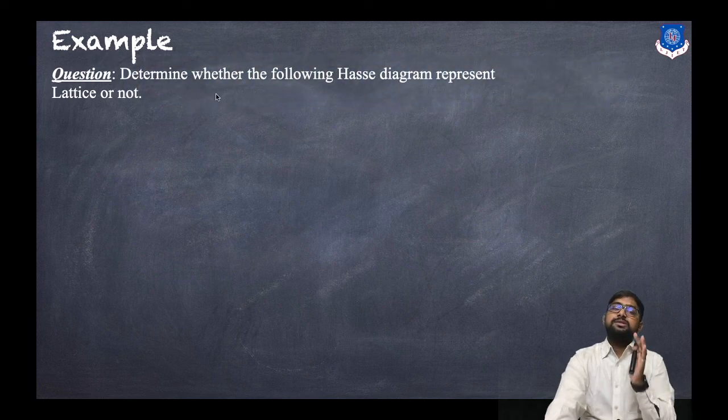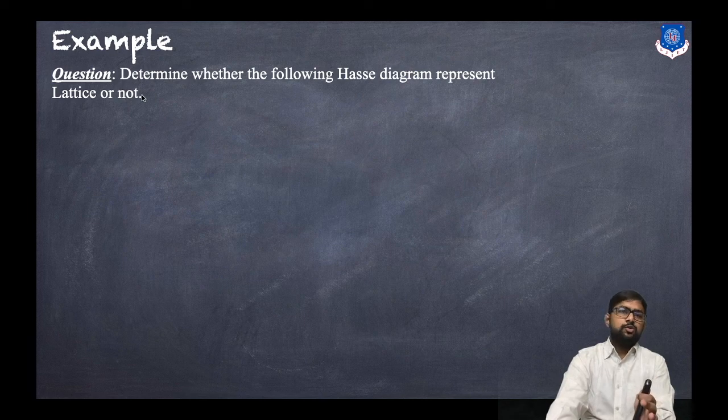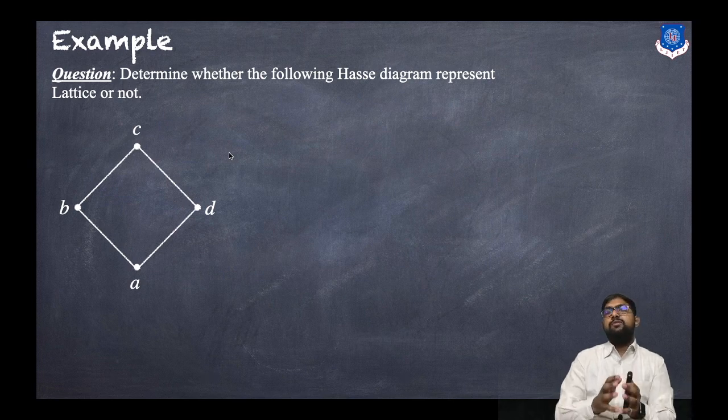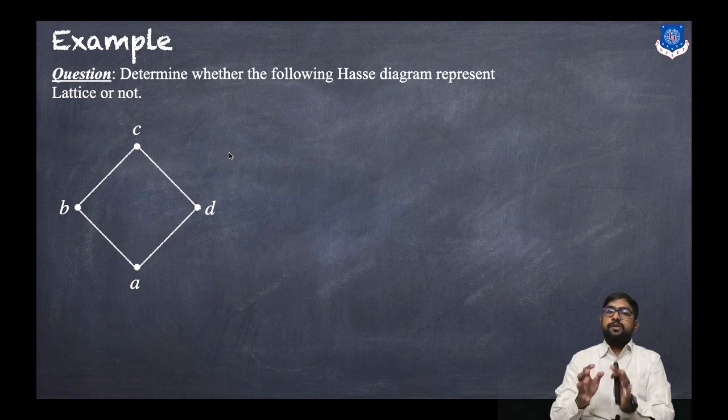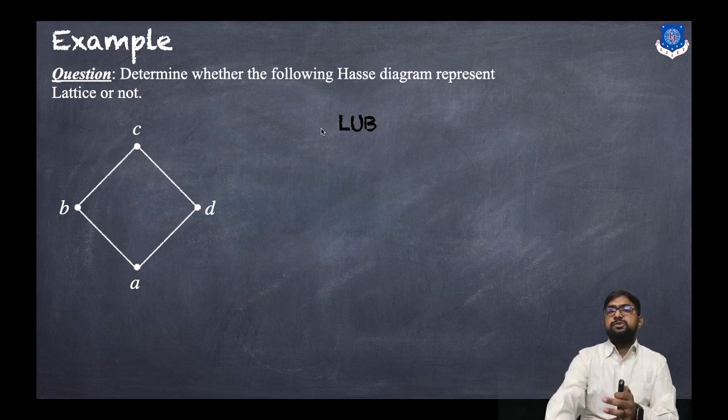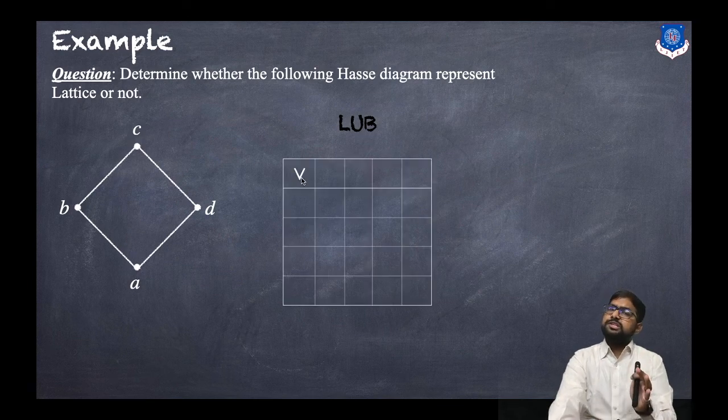The question is: determine whether the following Hasse diagram represents a lattice or not. We are given the Hasse diagram. To check whether it is a lattice, we need to have a LUB and a GLB for each and every pair. So we will first create a LUB table as well as a GLB table and check whether all the pairs have a GLB and LUB or not. First, let us draw the LUB table.